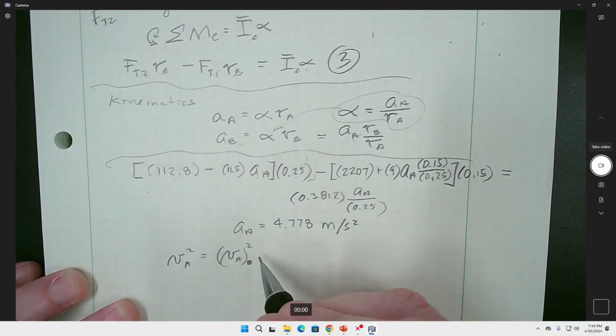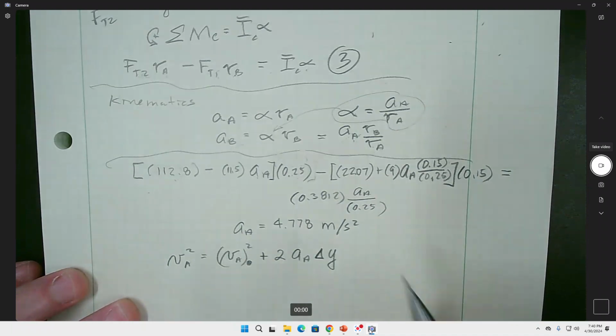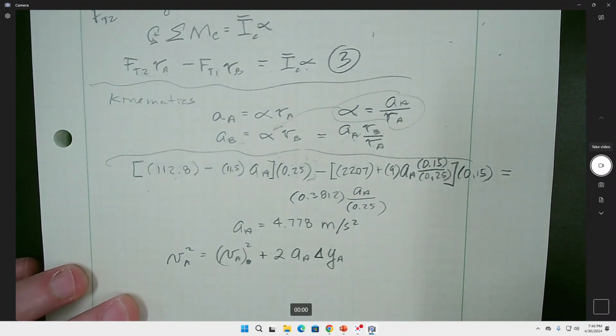That's v_0 squared plus 2 times the acceleration of A times the delta y of A. Like third day of semester.